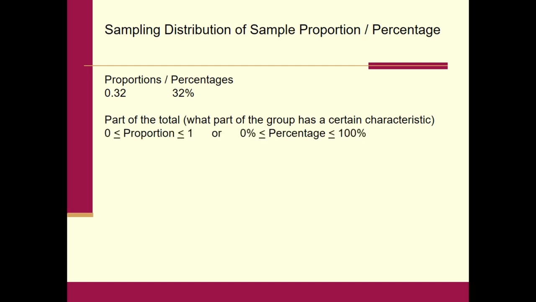All right. So proportions are from 0 to 1. Can't be negative. Can't be greater than 1. And percentages, it's got to be from 0% to 100%. Can't be negative. Can't be greater than 100%. All right. Let's focus in on a sample proportion.